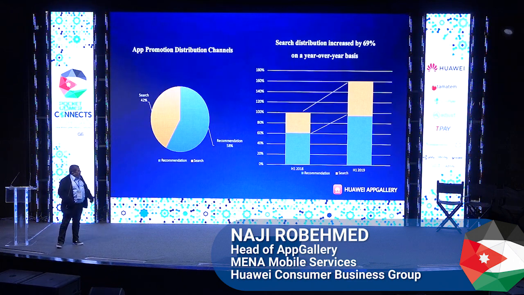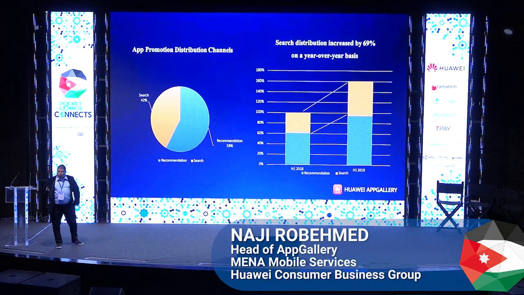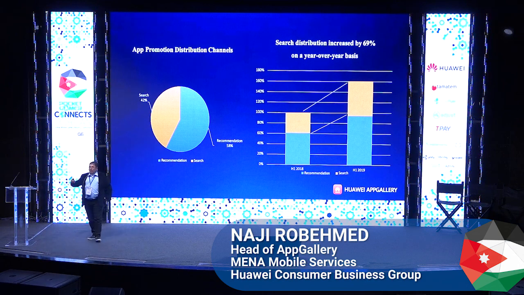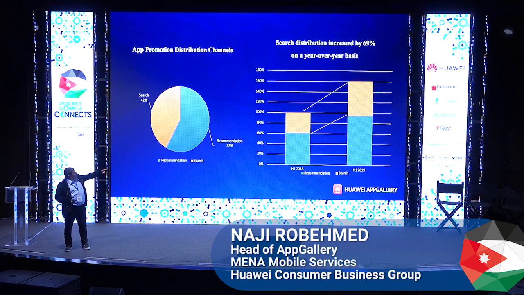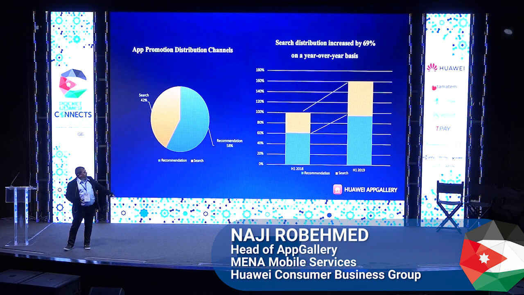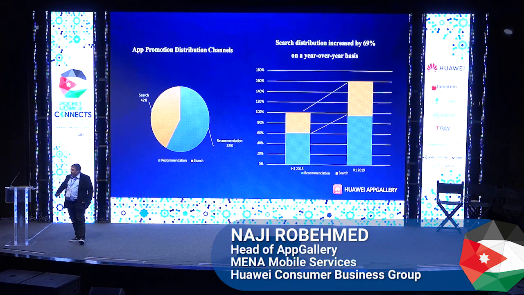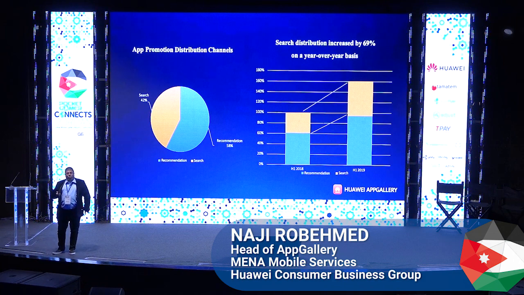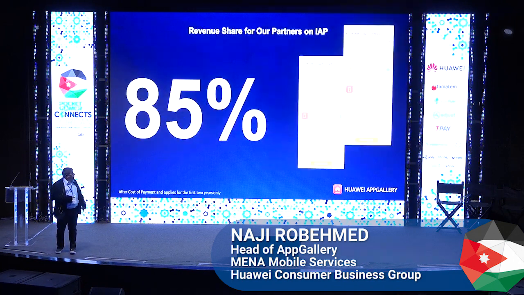Now, this is an example of the search growth. Search shows you how active people are on the platform. In H1 2018 compared to H1 2019, you will see there is a lot more search and installs coming from search. So people are using AppGallery in a very regular way, searching for the content they need, and then using AppGallery to acquire their content.